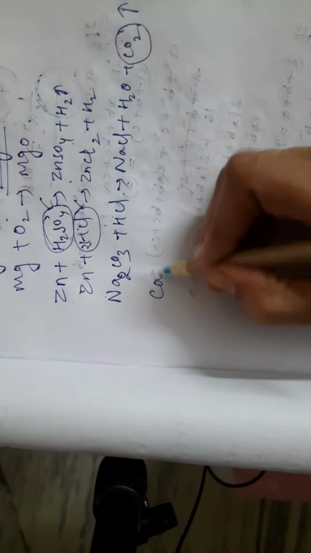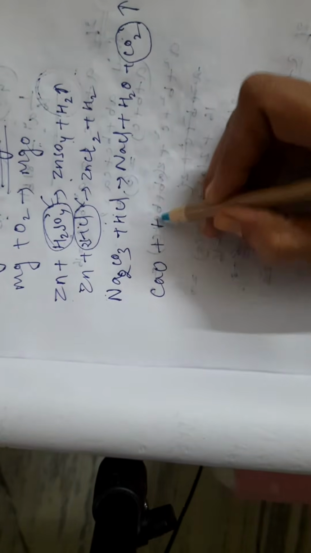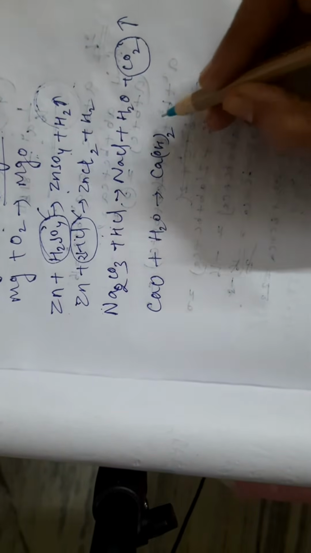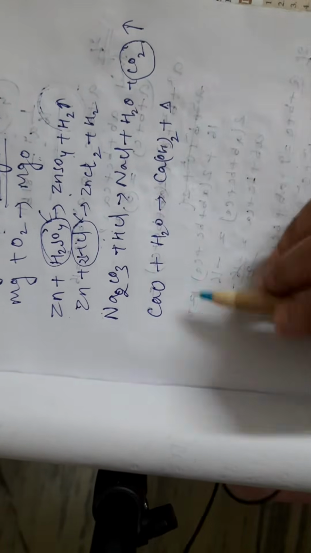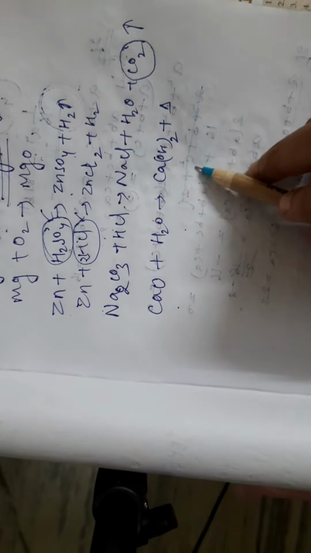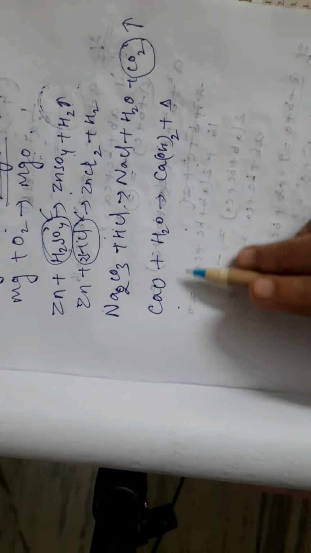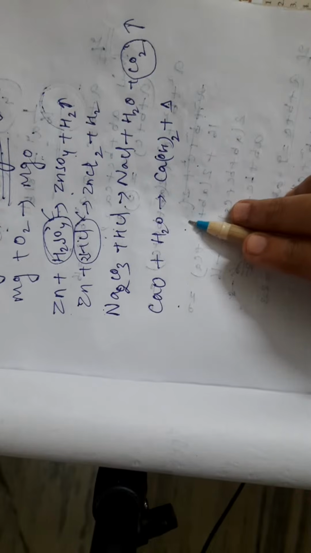Now second example, when quicklime, calcium oxide, reacts with water. So this is also one of the important equations of the 10th standard. So here quicklime, calcium oxide, when it reacts with water, it forms slaked lime, Ca(OH)2, with the liberation of heat. When quicklime reacts with water, it forms slaked lime with release of heat. So as heat is released, this is also considered an exothermic reaction.